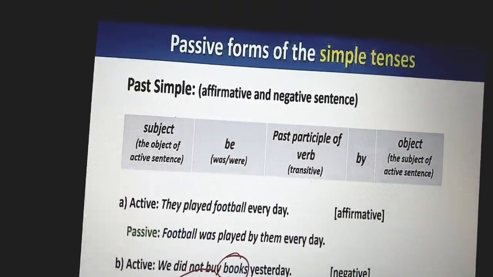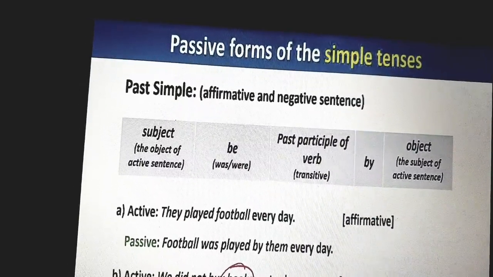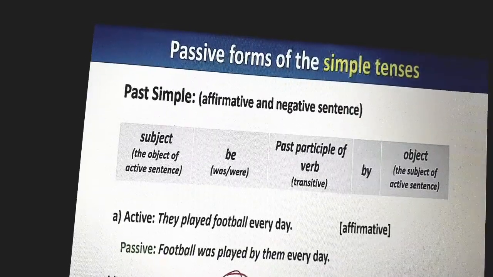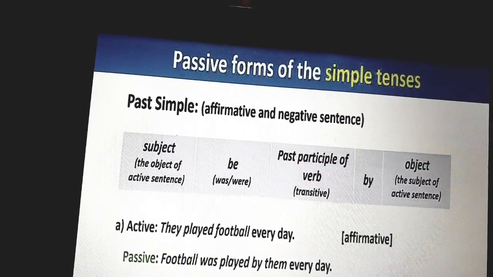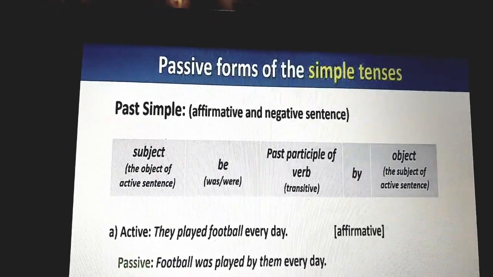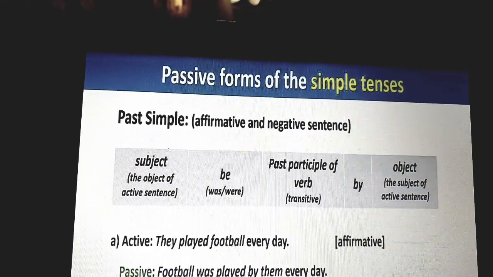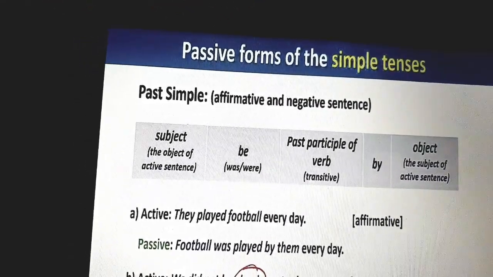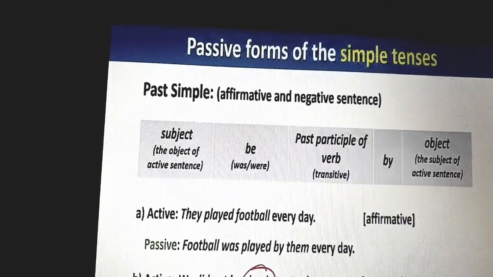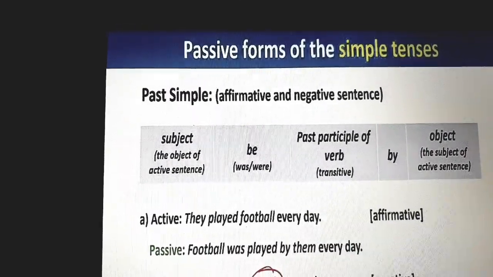We have two different steps: we take the object and the object becomes the subject of the passive sentence. And the subject in the active sentence becomes the object of the passive sentence, and of course we don't put it alone, we put by plus agent. We call it by plus agent.